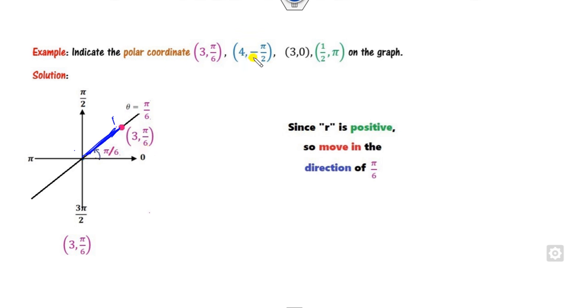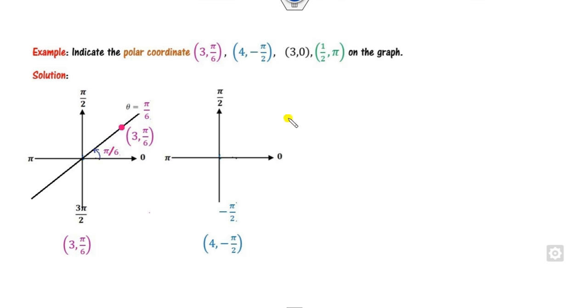Now look at (4, minus pi by 2). Again, this is 0, and this is plus pi by 2, the counterclockwise direction. But we need a negative angle, so we will move in the clockwise direction. So this will be minus pi by 2. Now we want r as plus 4, so we take this side as r positive and the opposite side as r negative. So we can consider this as positive r with angle minus pi by 2.